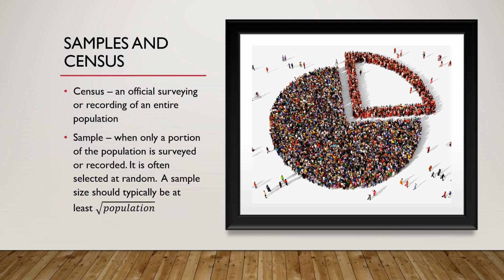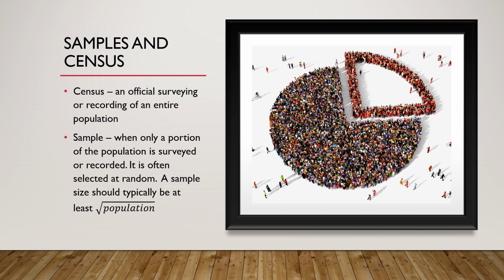Now there's a few different conditions around sampling. You want a good mixture of people, young and old, male and female, depending on what the population is, just to get an accurate reflection of their responses. Down the bottom in that last sentence, you'll see it says a sample size should typically be at least the square root of the population. What that means is, depending on the size of your population, the sample size should be at least the square root of that number.